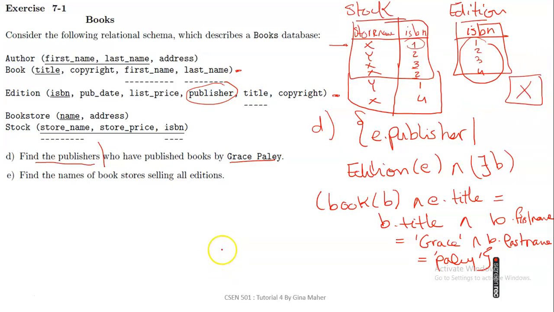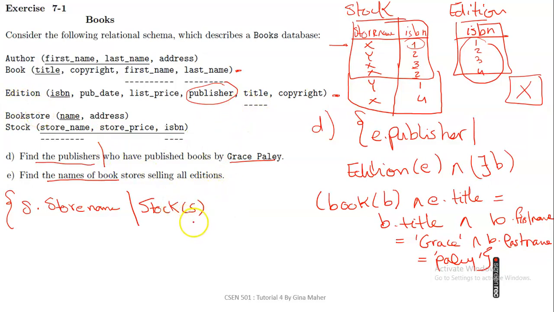Okay, first let's write from where can we get this piece of information, or from which relation we can get the output of this query. We want the name of the bookstore selling all editions. The relation that has the bookstore and the corresponding edition is stock. So we can get the store name from stock. We can write S.store name, stock S.